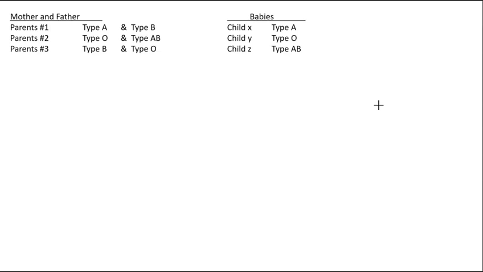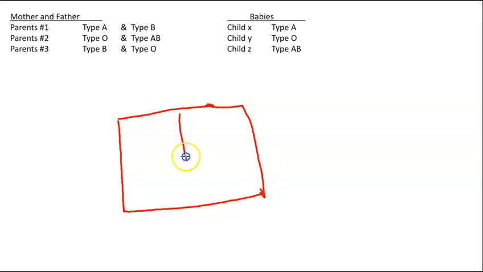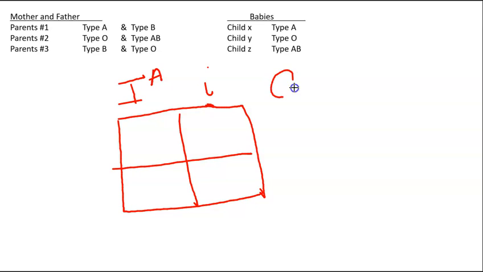So we have mom still being that heterozygous carrier for type A. So she's IA, little i. This is mom. Mind you, we're still in the first set of parents. And then dad is also heterozygous for type B. Okay, and let's take a look at their combinations.